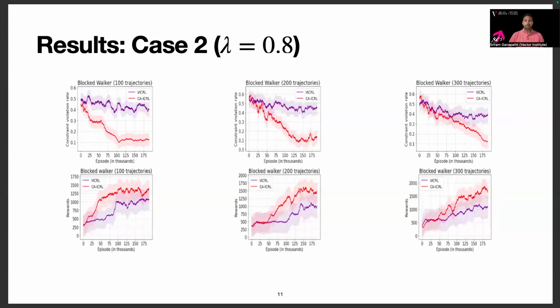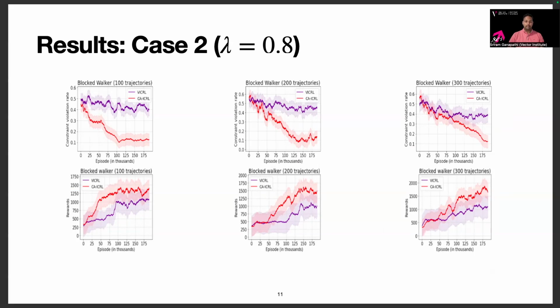In this slide, we show the second case where CAICRL can be used to determine if the number of expert trajectories is sufficient or not. We choose the blocked Walker environment where we vary the number of expert trajectories from 100 to 300. As the number of expert trajectories increases, we notice that the performance in terms of rewards keeps increasing. In all the three cases, we notice that the constraint violation rate stays below 0.2, corresponding with the confidence requirement of 80% for CAICRL.